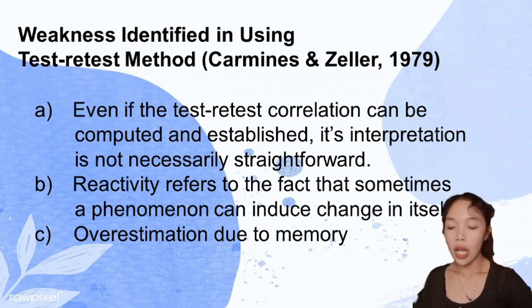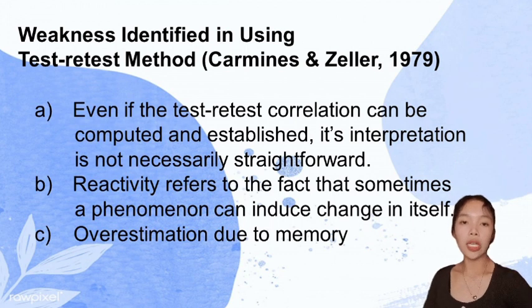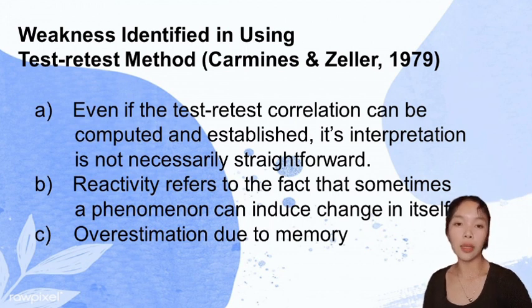Next is reactivity, which refers to the fact that sometimes a phenomenon can induce change in itself. And lastly is overestimation due to memory. Because when using the test-retest method, the person's mental recollection of his or her response during the first measurement is quite likely to influence the response he or she gives during the second measurement. Therefore, memory effects may influence reliability estimates.